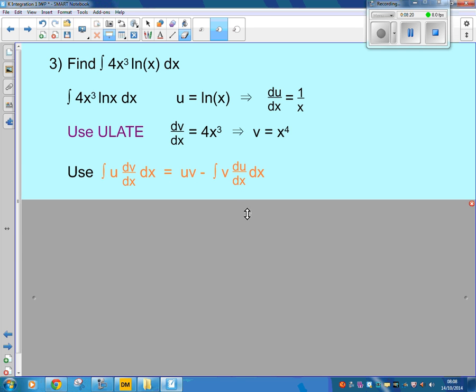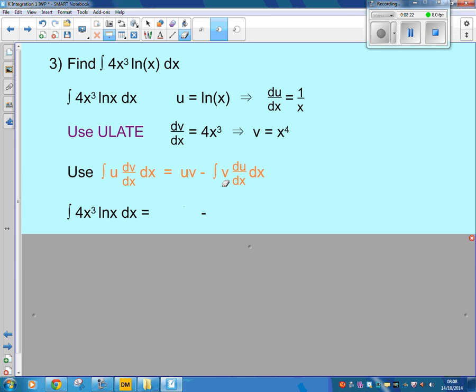Now we just slot everything in as before. So uv is ln of x times x to the 4. Do put the ln bit at the end so it looks more sensible. X to the 4 ln of x, because otherwise if you put the x to the 4 afterwards you can get a little bit confused over what you're finding the ln of. Whereas if we put it this way round, we know it's x to the 4 times ln x. Then you've got your v du dx, so that is x to the 4 times 1 over x. And that's what you're left with as your integral, the integral x to the 4 times 1 over x dx.